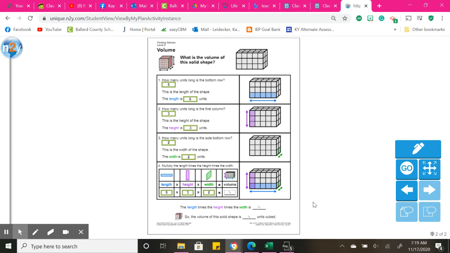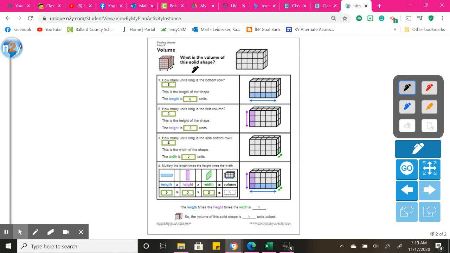So 5 times 3 times 2 is 30. I know 5 times 3 is 15. 5, 10, 15, counting by 5s 3 times. And then I'm going to multiply that by 2. So I'm really just adding 15 plus 15. So 5, 10, carry my 1. Then I have 1, 2, 3. So 30.